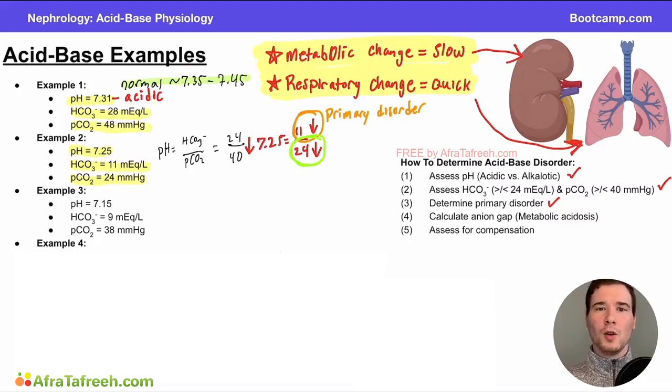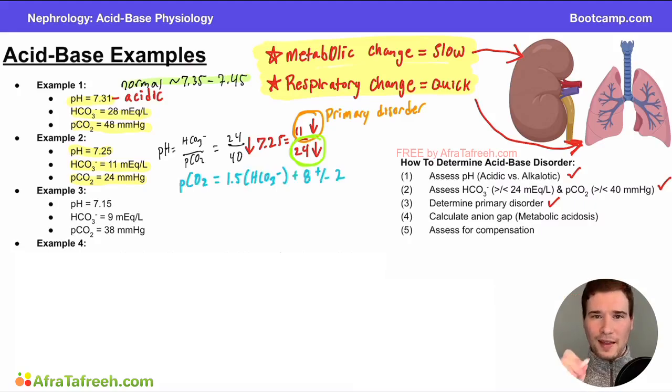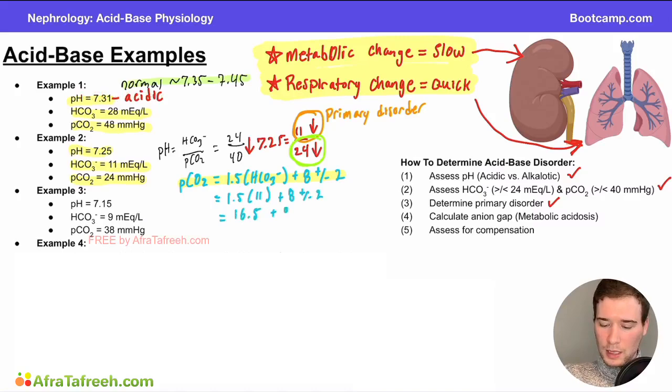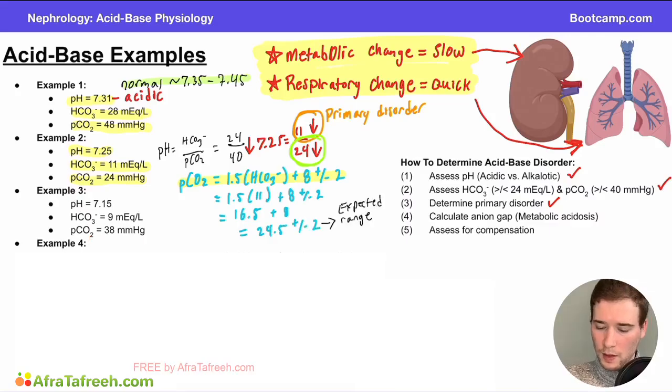So remember from the last lecture, what is Winter's formula? That's right. It's PCO2 equals 1.5 times the bicarb plus 8, plus or minus 2. That's going to give us a value of what we would expect our PCO2 to be. So let's go through it. We have 1.5 times 11, because that's what our bicarbonate is, plus 8, plus or minus 2, which gives us 16.5 plus 8, which equals 24.5, plus or minus 2. And thus our expected range of PCO2 is between 22.5 and 26.5.